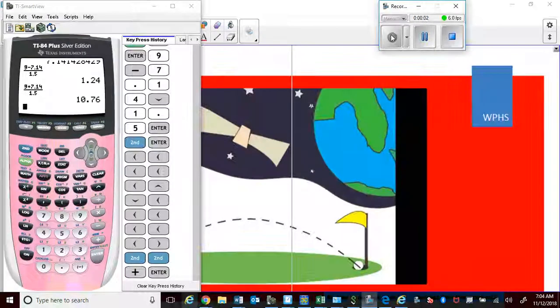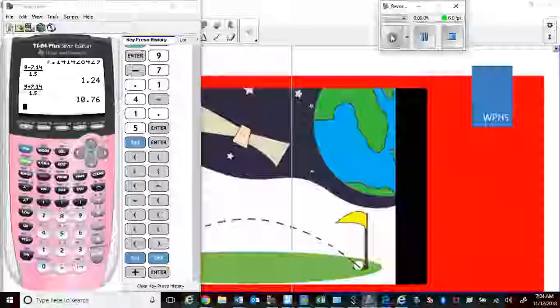Alright guys, so welcome back to series 4. We're going to do lesson 1, quadratic regression. This unit is about the applications of quadratic equations.